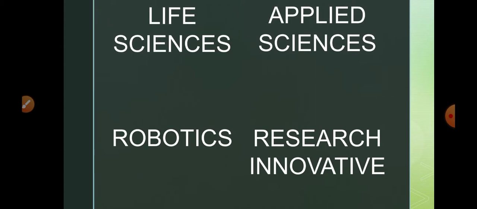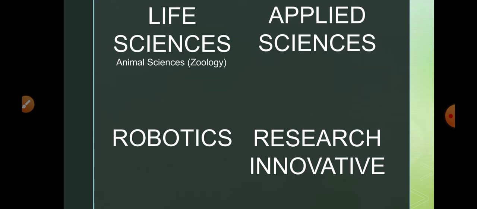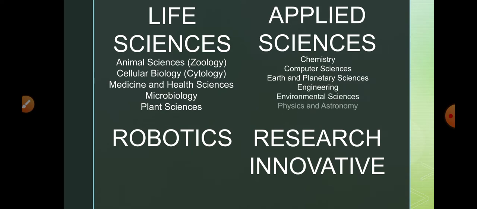So for life sciences, okay, we have the following specific fields. Your study under life sciences can fall under the discipline of animal sciences or zoology, cellular biology or cytology, medicine and health sciences or medicology, microbiology, and plant sciences. Okay? For applied sciences, your study could fall under the disciplines of chemistry, computer sciences, earth and planetary sciences, engineering, environmental sciences, physics and astronomy, and material sciences.